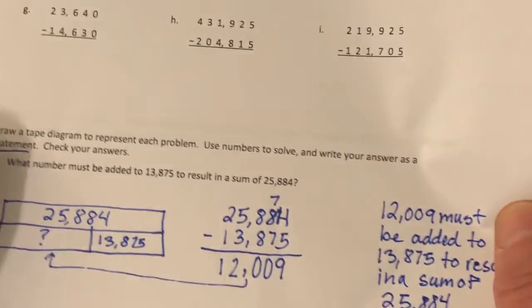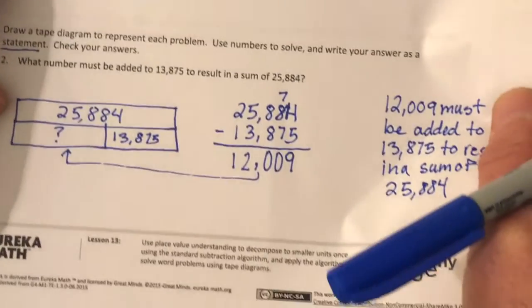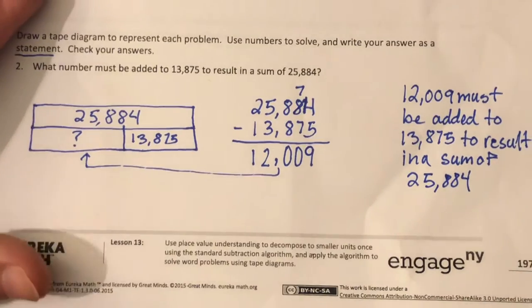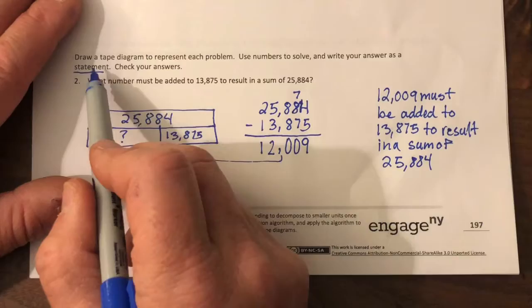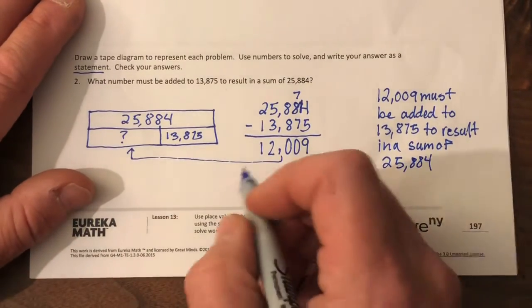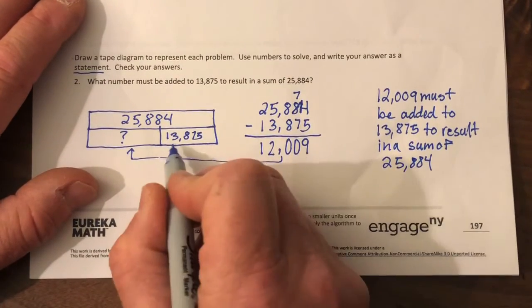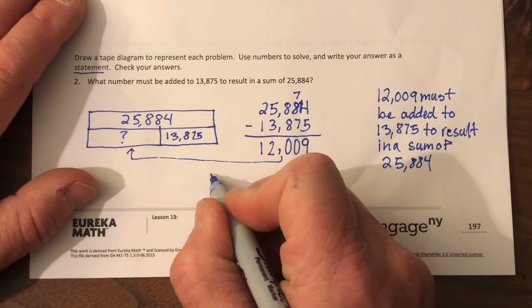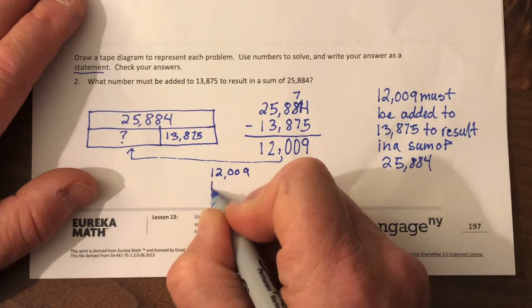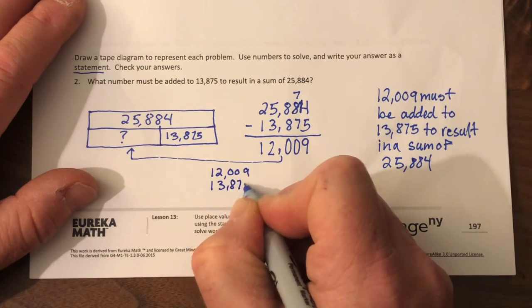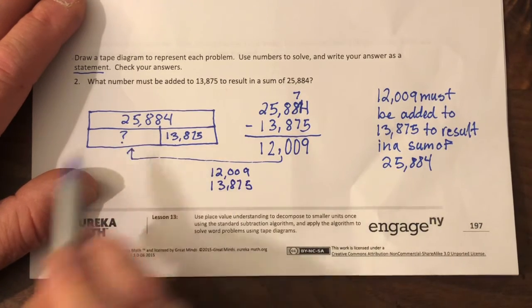Let's make sure that that's right. So I'm going to find some empty space down here and kind of do that. Let me zoom out just a little bit so we can see what's going on here, okay? So I did my statement, I did my tape diagram, I did my problem. So let's add 12,009 to 13,875. Let's hope I end up with 25,884.